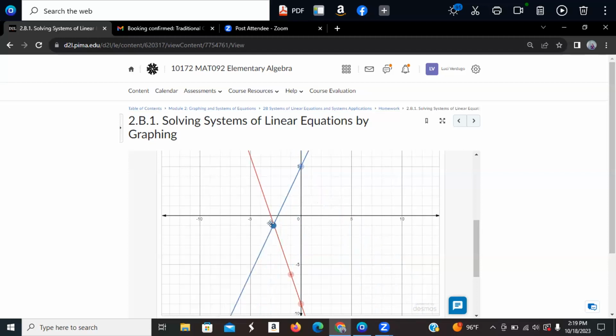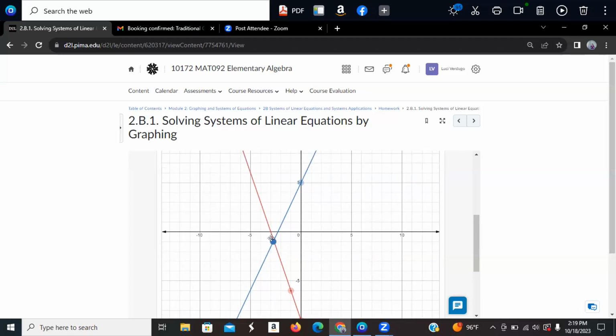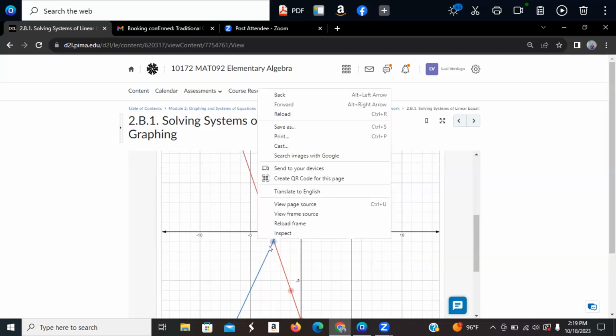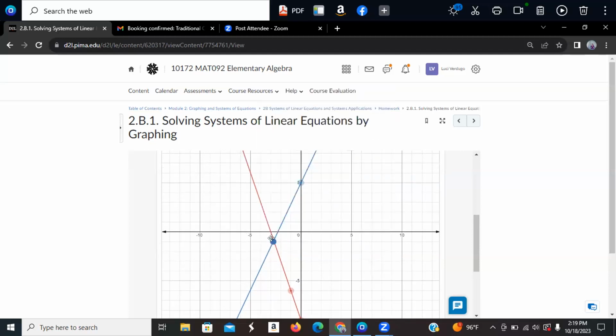So 1, -3, not there, not there, not there. That's -3, 1. 1, -3 means to go right 1. So you gotta like imagine start. Yeah, there you go. Right 1 and then down 3. Okay. And you've gone too many.